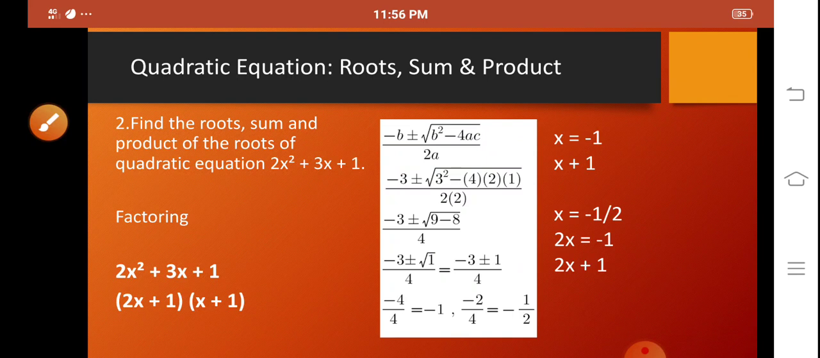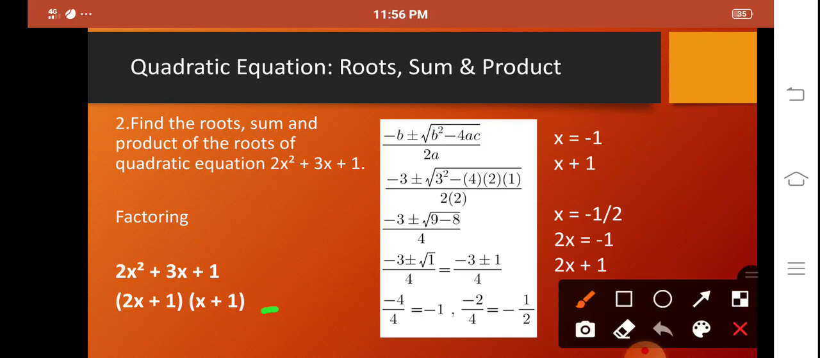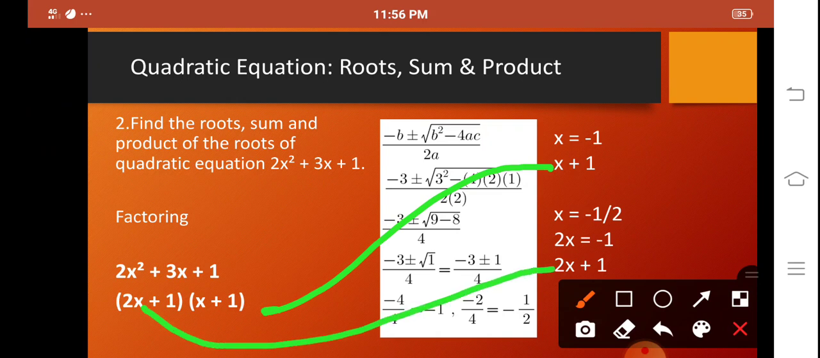So one of the roots is negative 1, so x is equal to negative 1. And of course, by additive inverse, we get x plus 1, which is one of the factors. Then the other root, x is equal to negative 1 half. So by multiplicative inverse, we get 2x is equal to negative 1. Then by additive inverse, we get 2x plus 1. So that's the other factor again. So we can make use of both factoring and the quadratic formula.